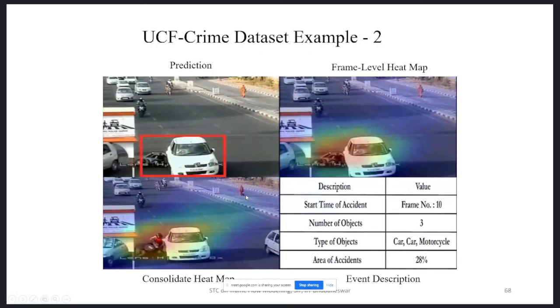I'm not claiming that this gives a real measure, but it can be an indicative measure that the administrator can use to take a decision. For example, this accident involves 80% of the frame, so probably it is going to be a fatal accident. That's what I'm saying.